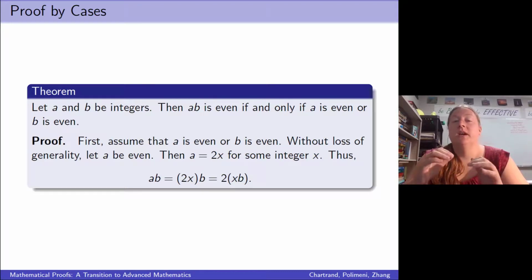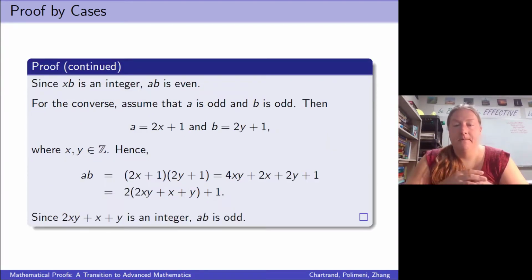Now, we need to show the converse as well. The converse says if ab is even, then a is even or b is even. This is another case where the direct proof of the converse is maybe not the easiest thing. So we're going to instead look at it and show the contrapositive of that statement. So we're going to assume that a is odd and b is odd. So that's our not Q statement.